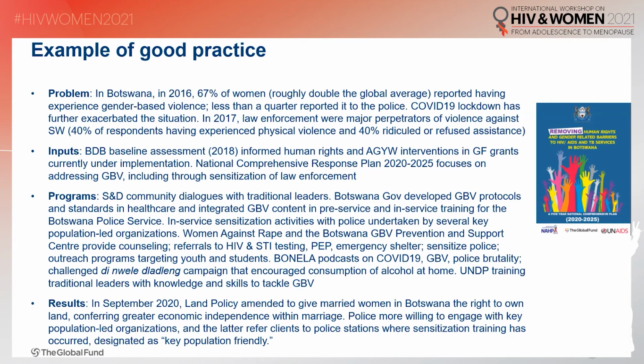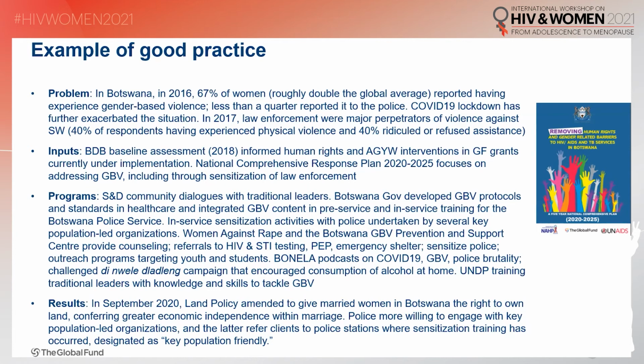In 2017, law enforcement were major perpetrators of violence against sex workers, with 40% of sex workers having experienced physical violence and 40% ridiculed or refused assistance. Through our BDB baseline assessment in 2018, this informed human rights and adolescent girls and young women interventions in Global Fund grants that are currently under implementation. And the subsequent National Comprehensive Response Plan focuses on addressing gender-based violence, including through sensitization of law enforcement.